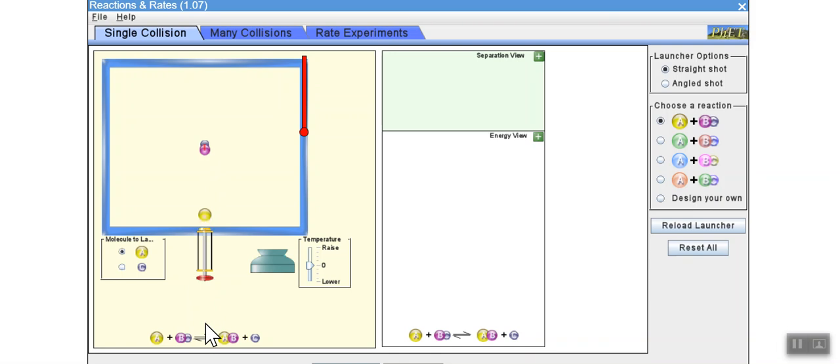So if we start off, you can see here that it's basically coming into contact with the reactant, and then as a result of that, it is breaking the bond and it's attaching on, and a chemical reaction is happening.